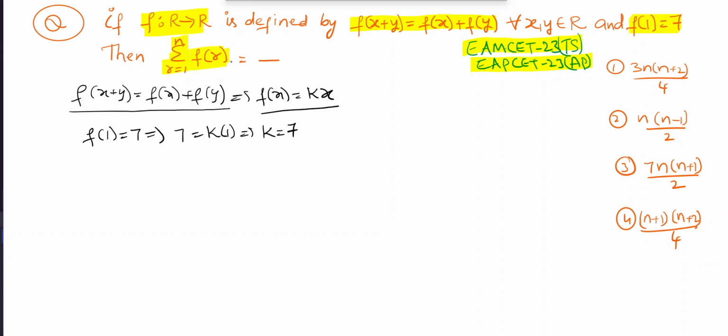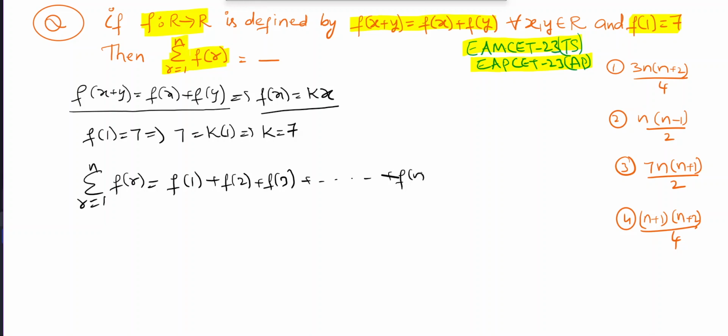Now substituting in sigma r is equal to 1 to n, f of r. Now find this value. Substituting, that is f of 1 plus f of 2 plus f of 3 plus up to the last term f of n. F of 1 value, that is 7. F of 2 is 2k, that is 7 into 2, plus f of 3, 3k, that is 7 into 3, plus up to f of n, that is 7 into n.